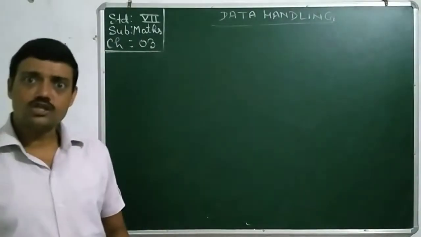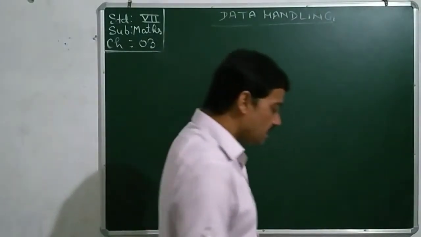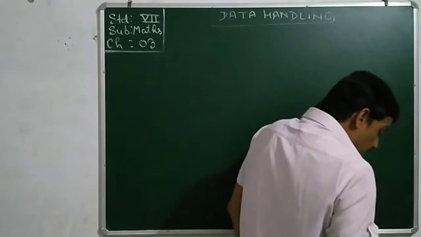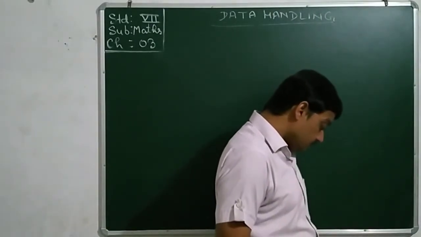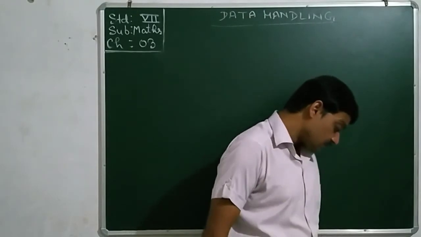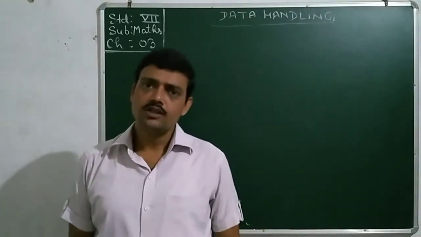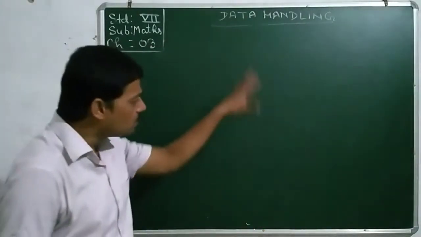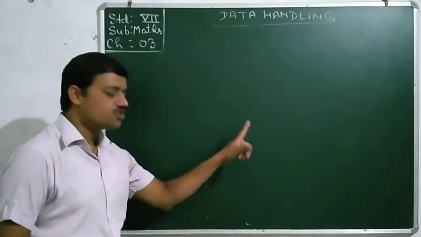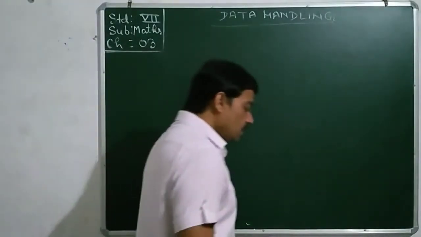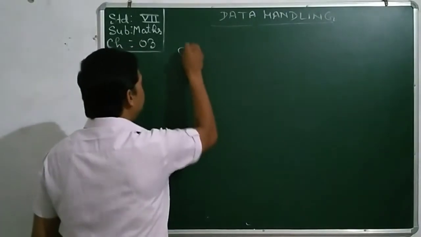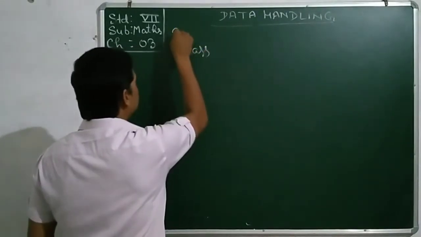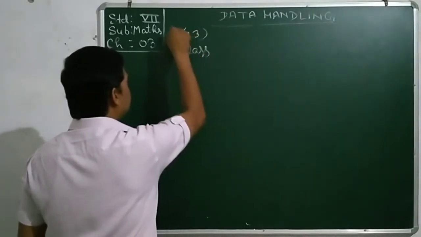The number of students of 6 different classes is given, and we need to find some information after drawing the bar graph. So the first thing we need to do is draw the bar graph. Let me write up the sum here: question number 3, page 73 in this book.